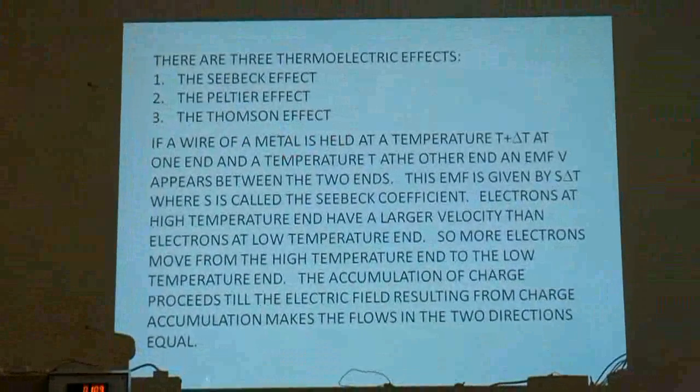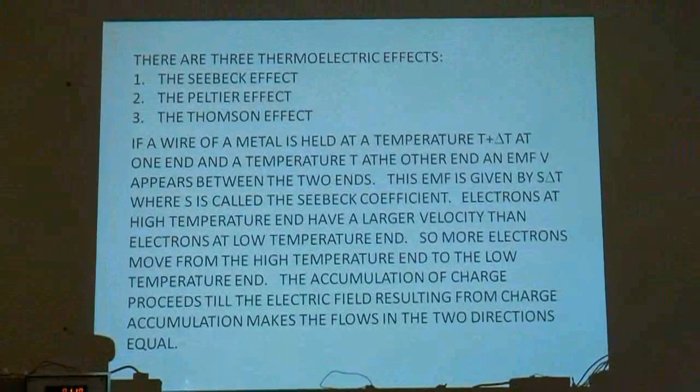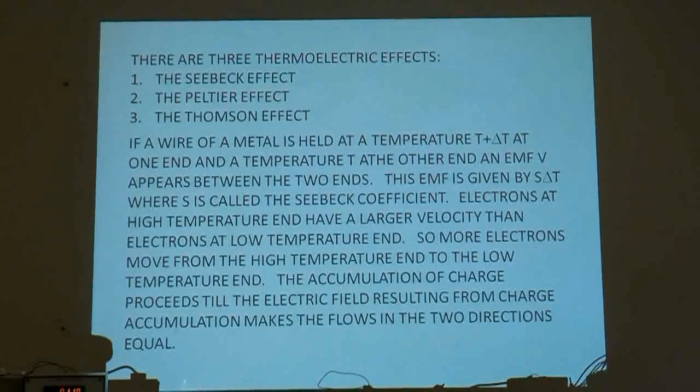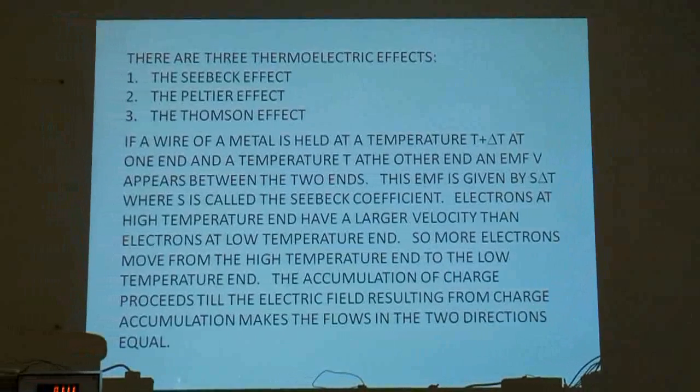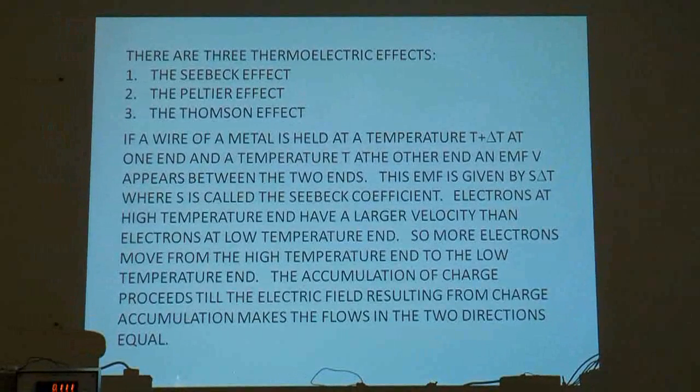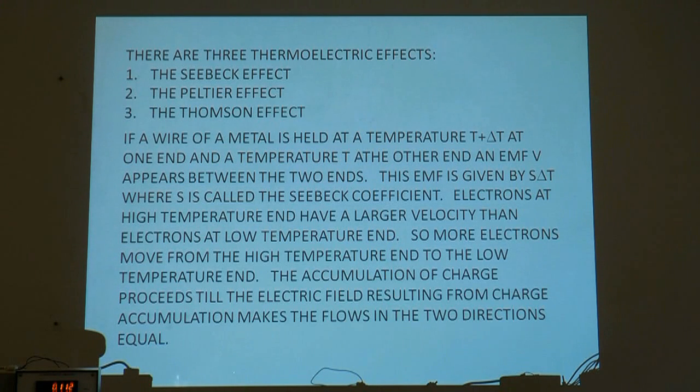If a wire of a metal is held at a temperature T plus delta T at one end and a lower temperature T at the other end, an EMF appears between the two ends. This EMF is proportional to the temperature difference delta T, so it is given by S delta T, where S is called the Seebeck coefficient.